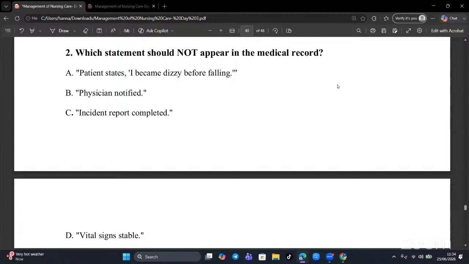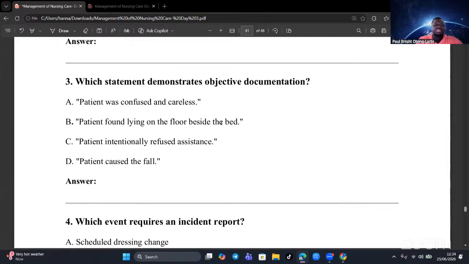Incidence report completed. Okay. Which statement demonstrates objective documentation?